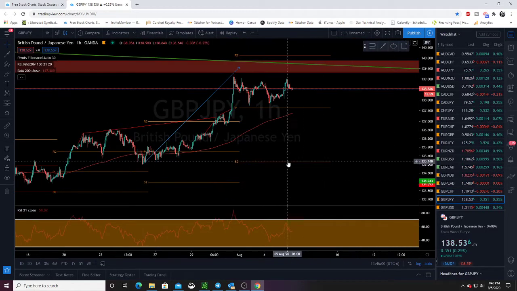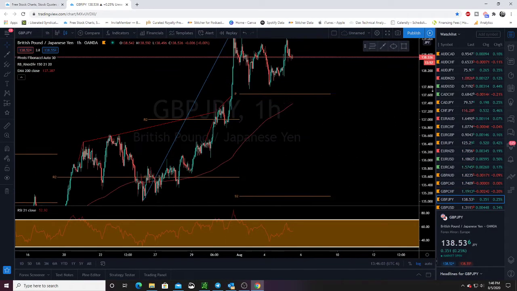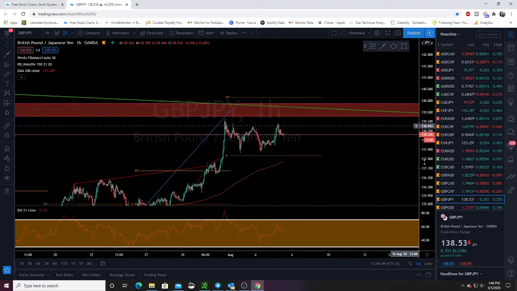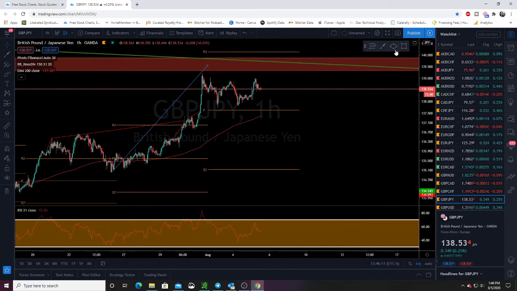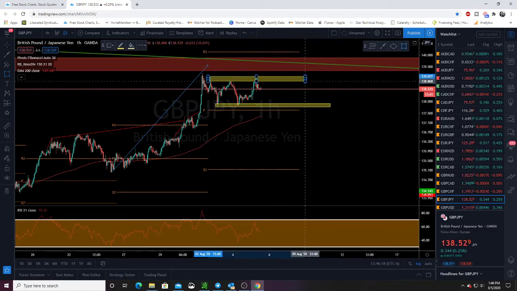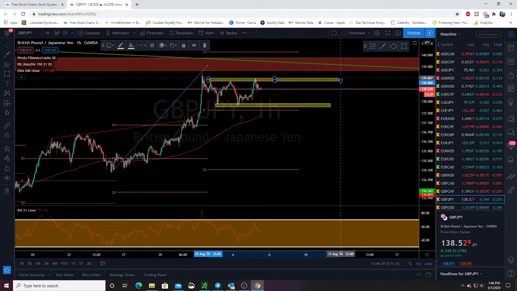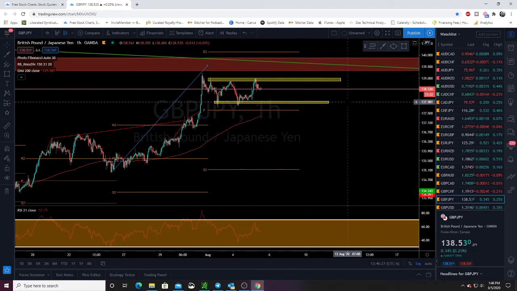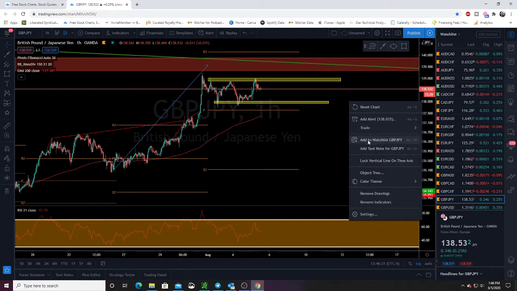British pound, JPY. So we're kind of backed up against a resistance. We're getting really close. And you can see we're starting to form a pretty good hourly chart sideways channel, right? We're consolidating. So these are going to be where we want to look for these breaks. So I'm going to put an alert there.